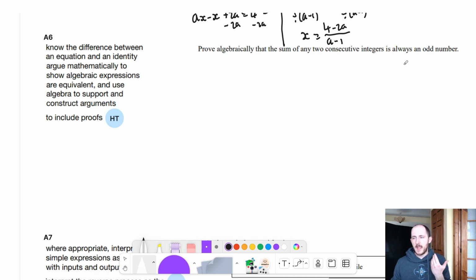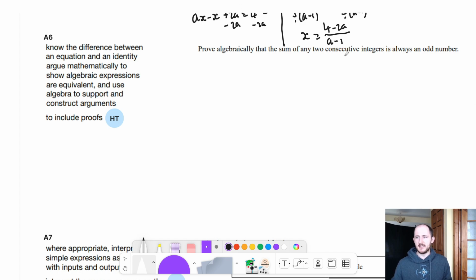So, if I want to pick a generic number, and that's the point of algebraically, right? If I wanted to prove this to you normally, I'd say, okay, well, consecutive means they're next to each other. So 1 plus 2 is 3, that's odd. Okay, 2 plus 3 is 5, that's odd. Okay, 3 plus 2 is 5 as well, I just went the wrong way. 5 plus 6 is 11, that's odd.